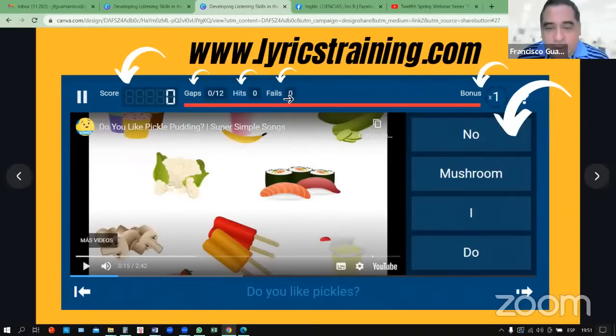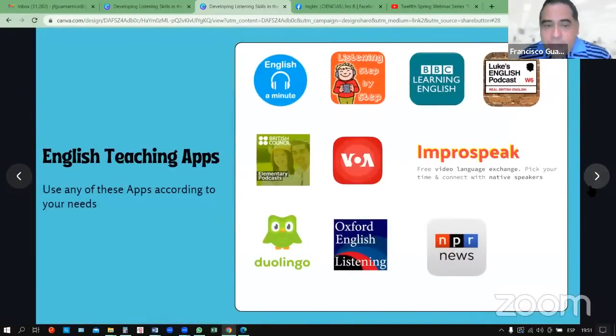Okay, and you can see the fails, the hits, and the bonus that you get. Okay, good. Here you have some English apps, guys, that you can find with your cell phone, because a cell phone is a great tool. Take a screenshot so you can look for these apps and find a way to use them in the classroom.